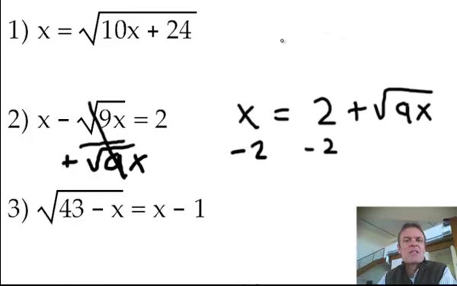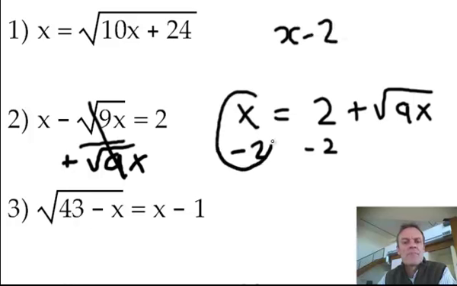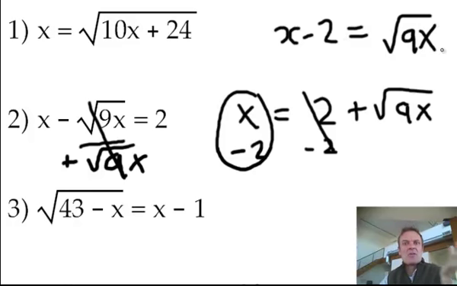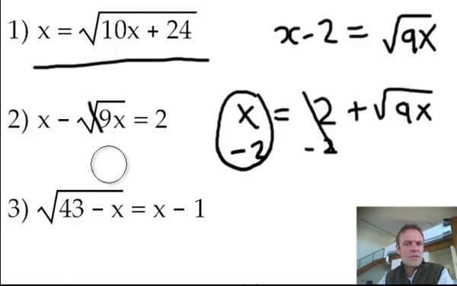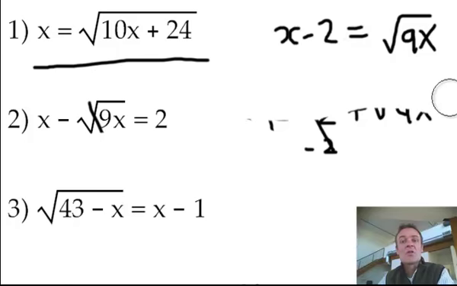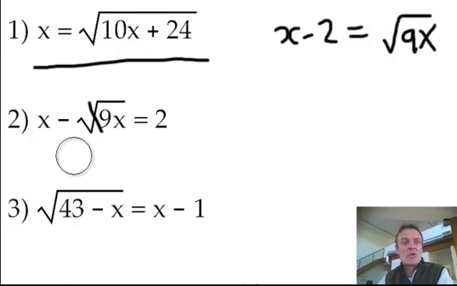I'm going to write it up the top here. What I have is this: x minus 2, that's this here, equals, remember that's gone, just root 9x. Now that's it, great, I've isolated it, so it looks similar to question 1. Once I've done that, I'm going to erase all that working out here, because this is now the equation I'm actually going to do. So I've totally rearranged question 2 to look like this.